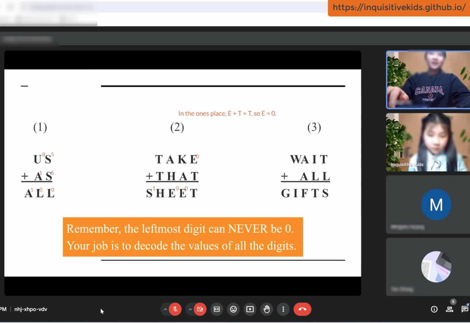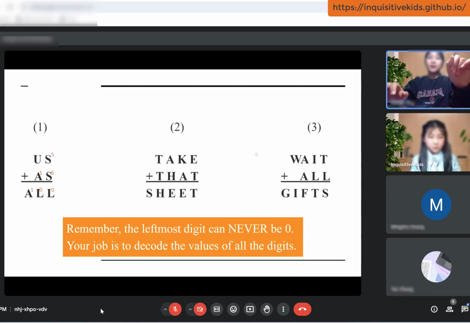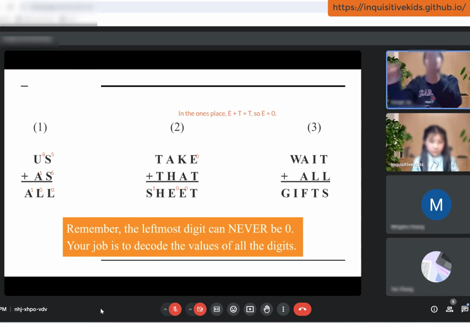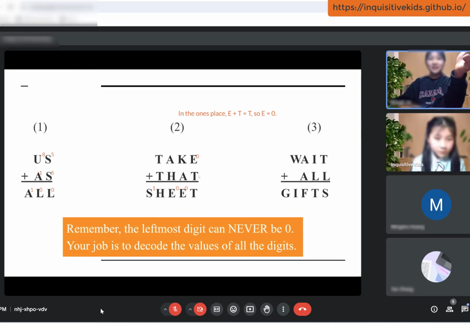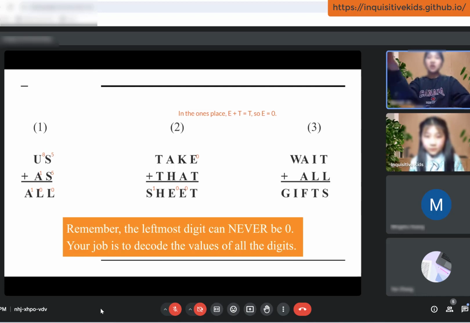Okay, yeah, so basically, let's start from the beginning here. So we know that s must equal 1, right? Because it's carried. And then we can tell that in the ones place, e plus t equals t. You see how e plus t still gives us t? It means that e is 0 because it's taking on the properties of 0. When you add 0 to a number, it's still that number.